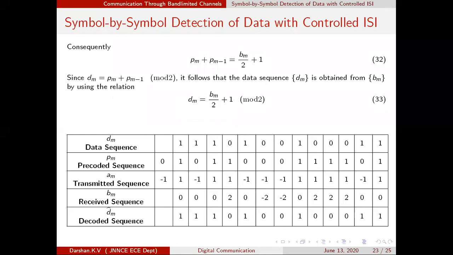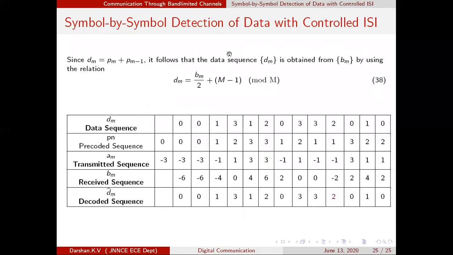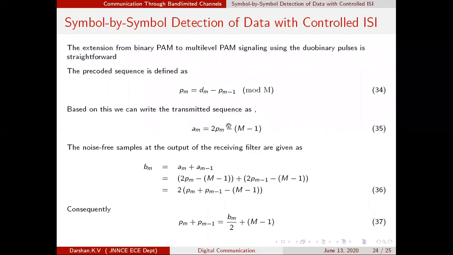Okay, so in addition to this pre-coded detection, we are having multi-level PAM. Multi-level PAM means very simple. The data sequence is like this. It is not zeros and ones. It contains 0, 1, 2, 3, like that. You are having this type of data. So how to decode that? That is given in this example. Once I share the PPT, you can go through this and you can understand.